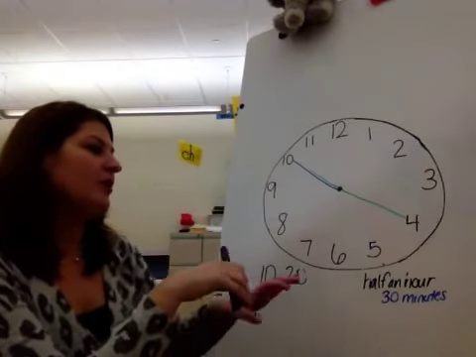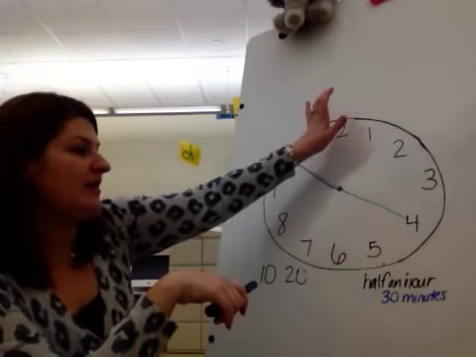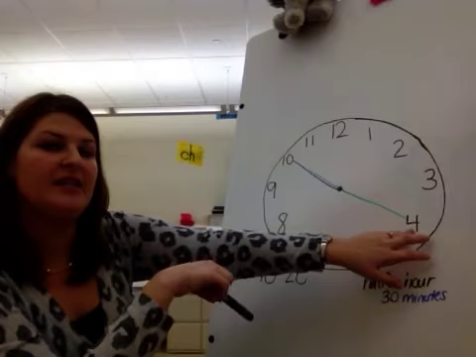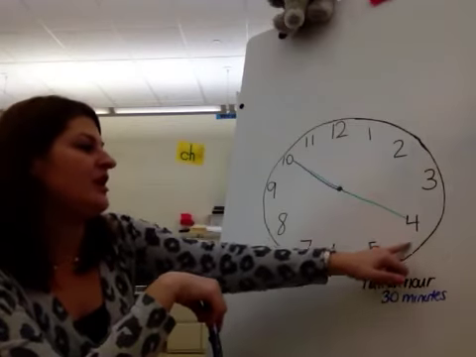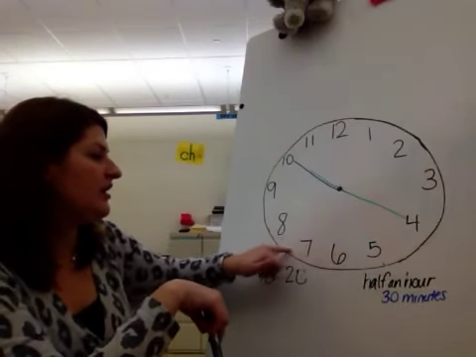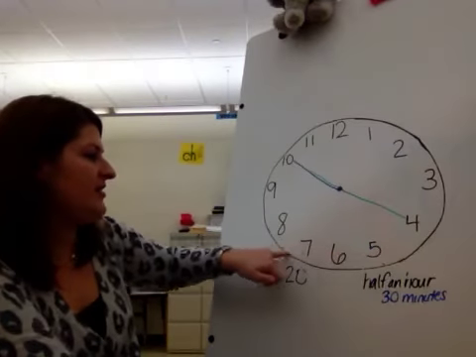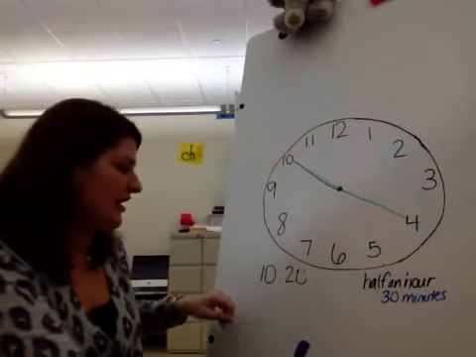So remember, we're not going to start back up at the top and count 30. We're going to start at where our time is and then add 30. Not by tens, 10, 20, 30, 40. 5, 10, 15, 20, 25, 30.